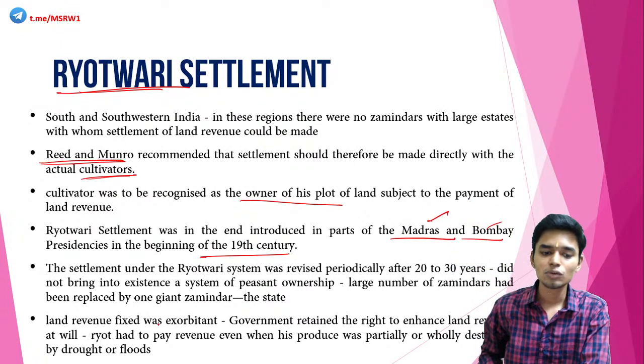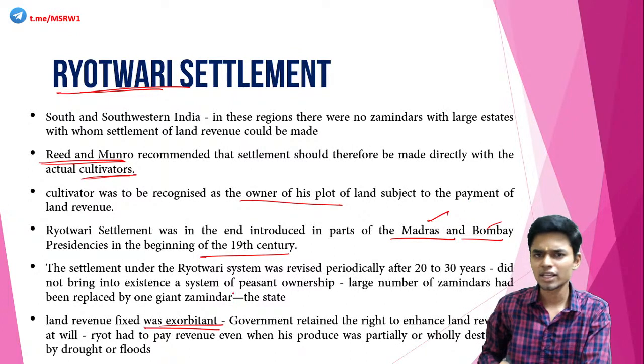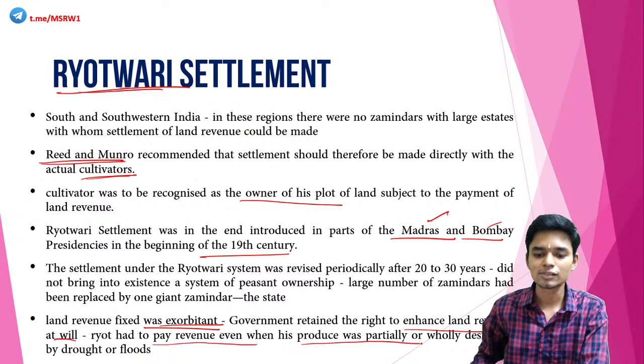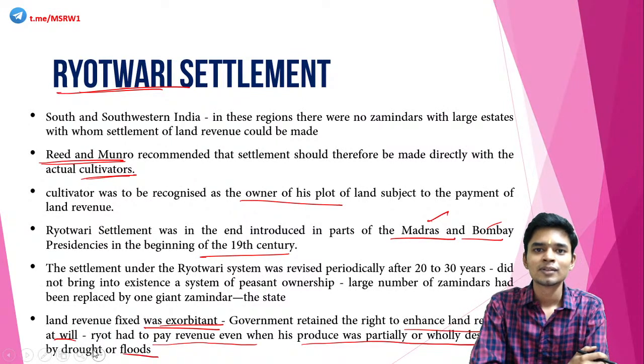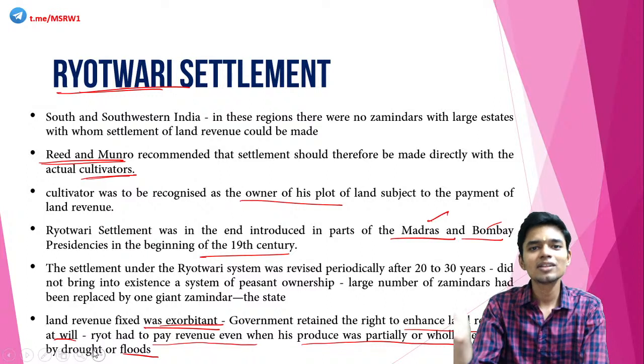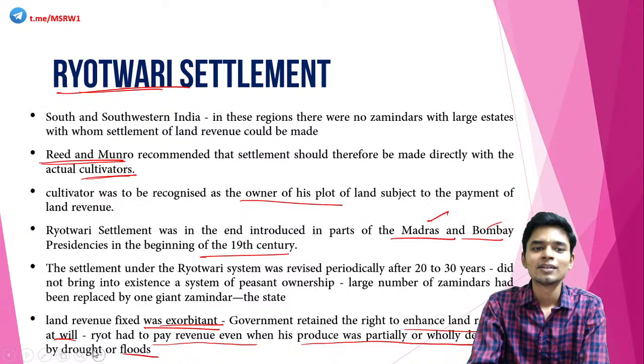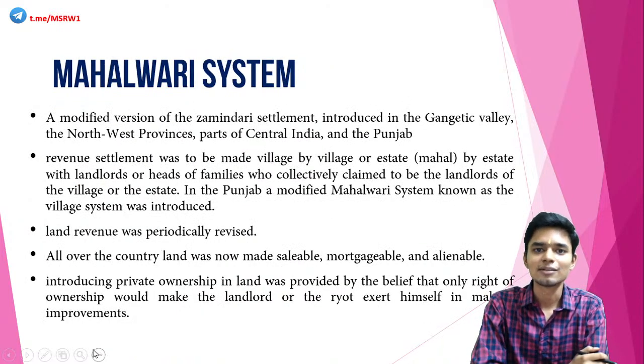The land revenue was fixed at exorbitant rates. Very huge revenue was asked. The government retained the right to enhance the land revenue at will. The ryot had to pay revenue even when his produce was partially or wholly destroyed by drought or floods. So overall a very oppressive kind of revenue settlement. That is the ryotwari settlement. No middleman, but even without a middleman, the British managed to oppress the Indian peasants. That's it. Finally, the last one, the Mahalwari settlement.